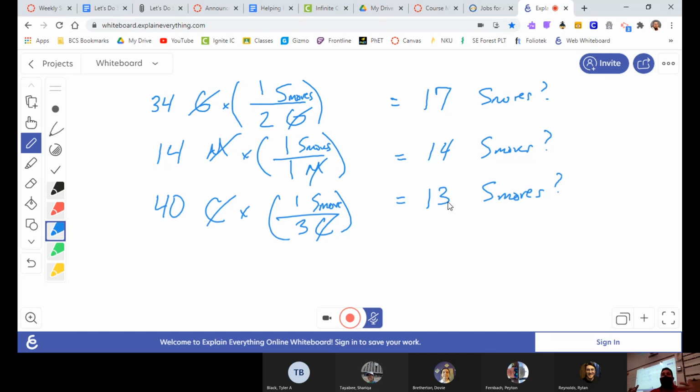So what is the theoretical maximum number of s'mores I can make with those ingredients? I can only make 13, right? So I can make 13 s'mores. Okay. So what is my limiting reactant? My limiting factor? Chocolate. Chocolate is my limiting factor here.